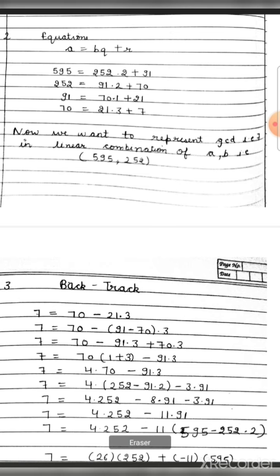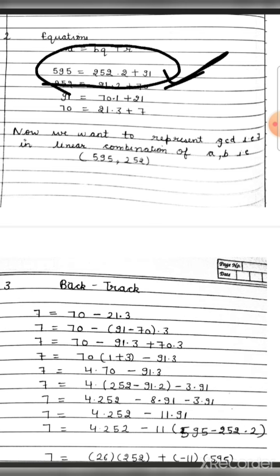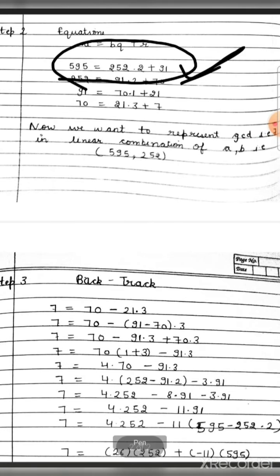Next step. We haven't used the equation first, so it's the turn of equation first. We'll find the value of 91. Just put it here. The value of 91, that will be 595 minus 252.2. Just put it here. Then we'll get the value. This value.